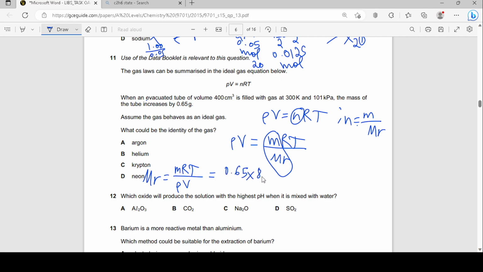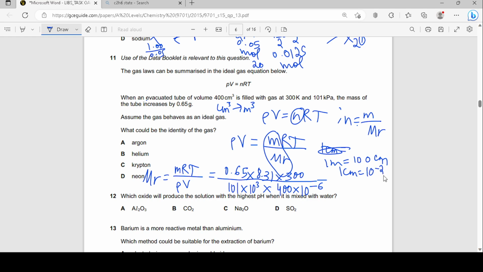Then my ideal gas constant is 8.31. Temperature is 300 kelvins. It's already in kelvins, that's nice. Pressure is 101 kilopascals, so multiplied by 10 to the power 3 to change into pascals. Volume is 400 cubic centimeters. To change from cubic centimeters to cubic meters, you have to multiply by 10 to the power of -6 because 1 meter is basically 100 centimeters, right? So 1 centimeter will be 1 over 100, or 10 to the power of -2 meters. Then 1 cm cubed will be 10 to the power of -2 cubed meters cubed. That's 10 to the power of -6. That's why I multiply by 10 to the power of -6.